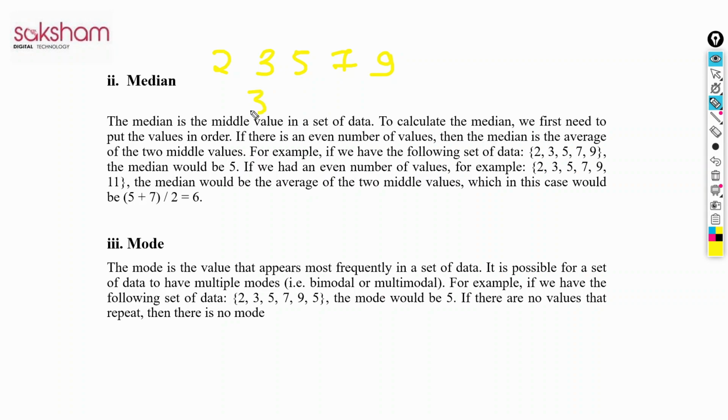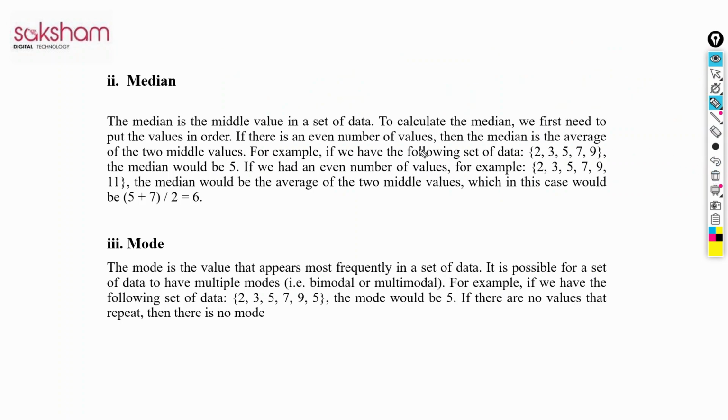If we have data like 3, 2, 7, 5, 9, first we change it into ascending order, so our data becomes 2, 3, 5, 7, 9. Then we check whether the number of values is odd. We have five values, so our middle value is our median. So the concept of odd values is clear: our median is the middle value.